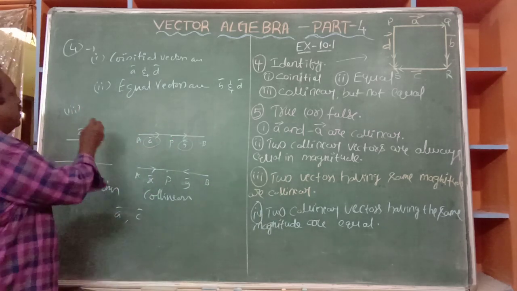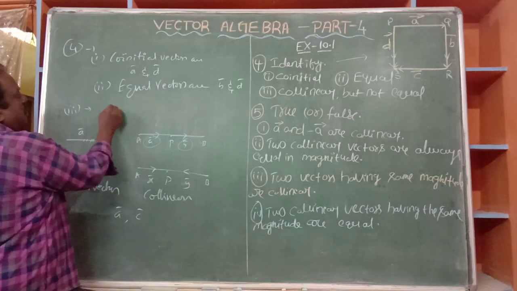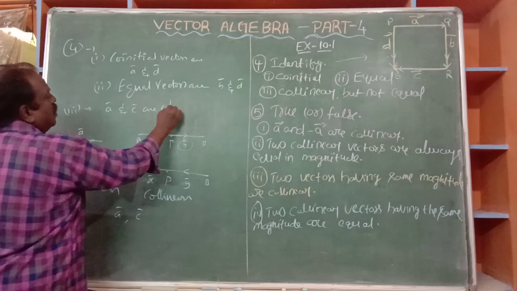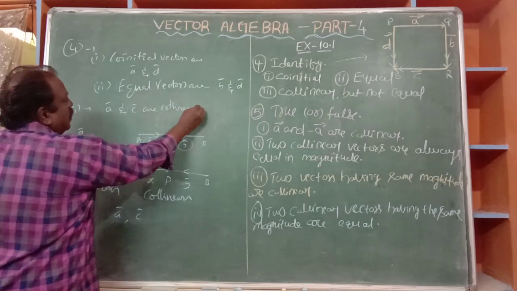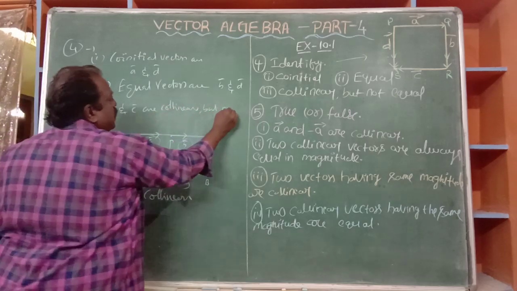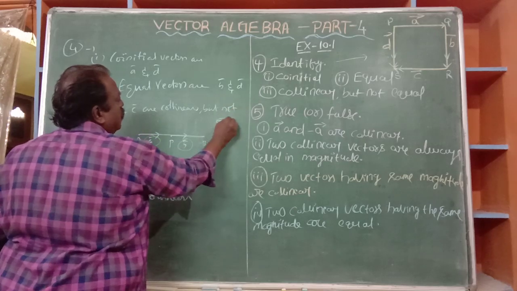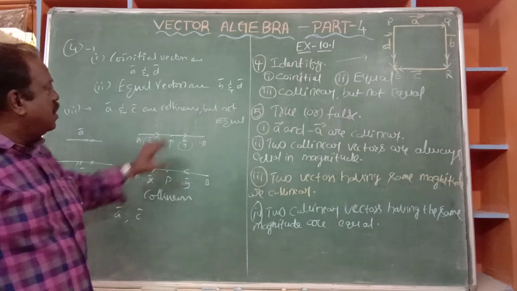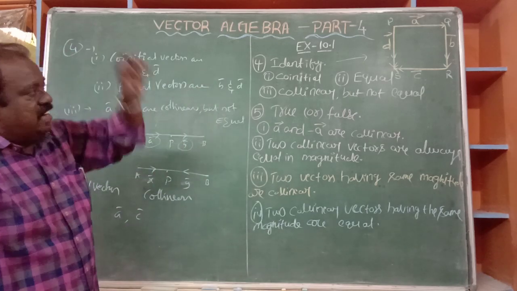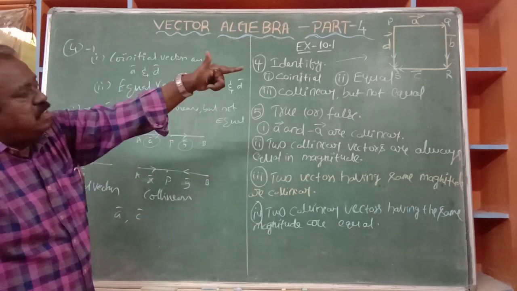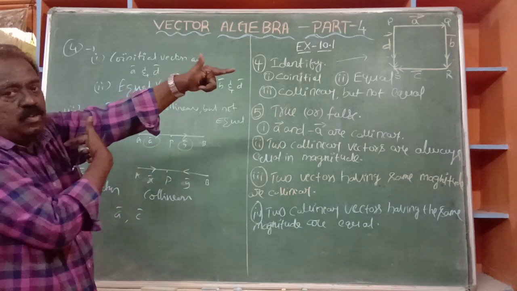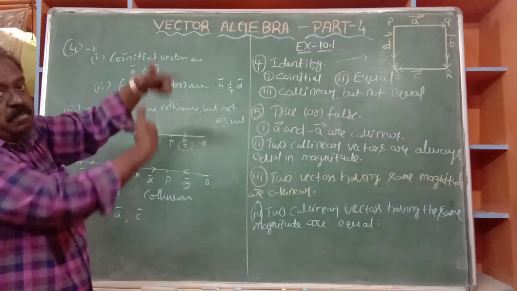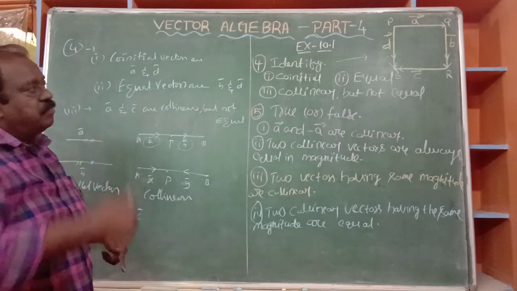Here, first I will write the third one. A bar and C bar are collinear but not equal. With concentration, try to understand it. But not equal, we can understand, because A bar is left to right, C bar is right to left. Of course, parallel and they are equal in magnitude, but not the same direction.